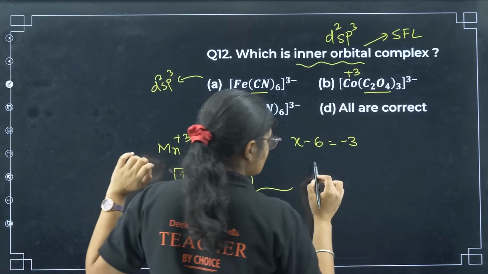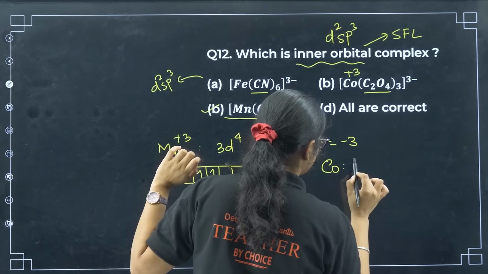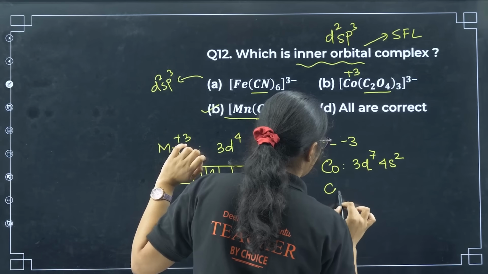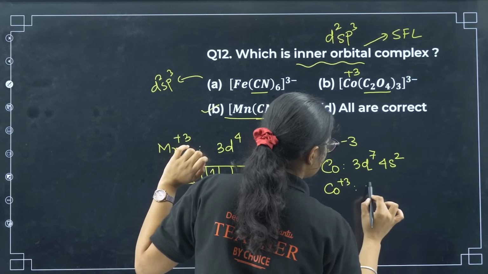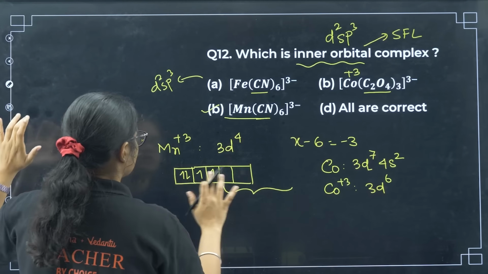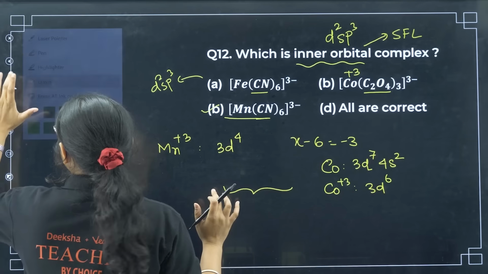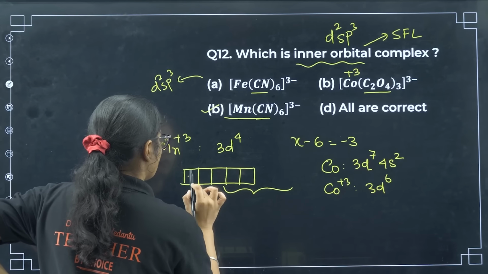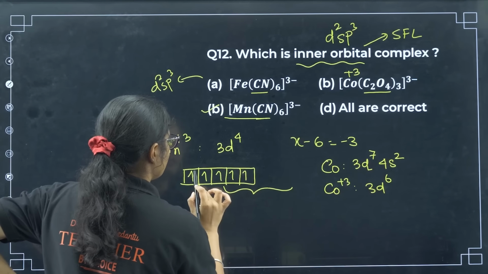Cobalt's electronic configuration is 3d7 4s2. Now Co3+ is equal to 3d6. Okay, so now what will I get here? You can see 1, 2, 3, 4, 5 and 6.